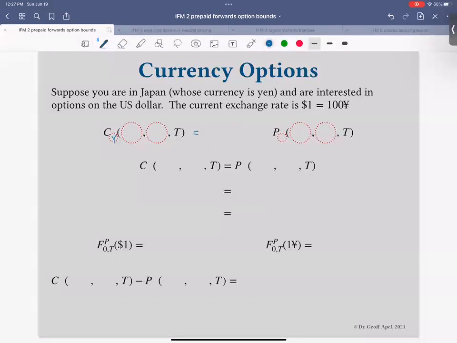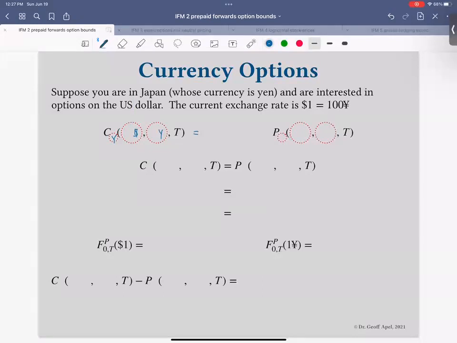Now, usually we have a call on a stock and a strike. For us, we know for sure the strike. If it's $100, we know exactly what that means for us. But the stock is the thing that fluctuates. So for us, the currencies are going to kind of alternate here, dollars and then yen.